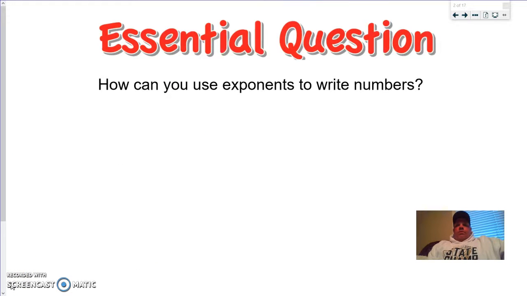So our essential question for the day is, how can you use exponents to write numbers? I have a packet of the workbook in 10.1. If you have your workbook, please use your workbook for that. If not, please get a packet because we will be using some of the packet today. So please pause the video to allow students to get their packet out or get their workbook out.